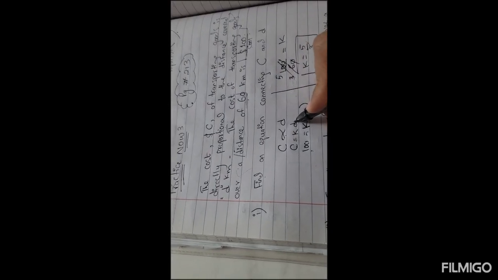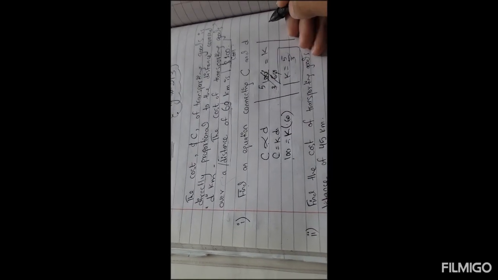Substitute this value into the original equation, this one. So we get C equals 5 upon 3 D. Now this is the equation connecting C and D.